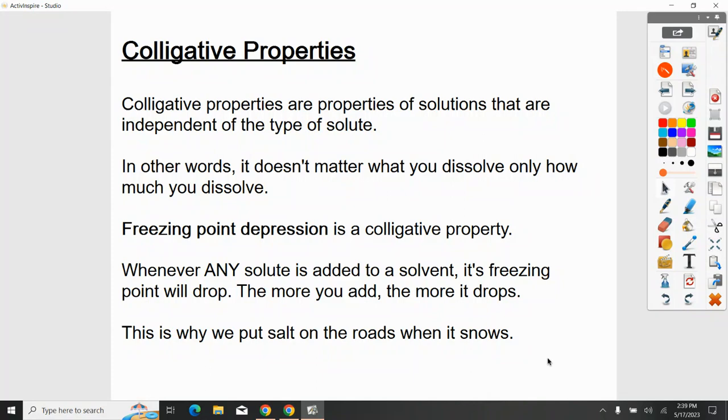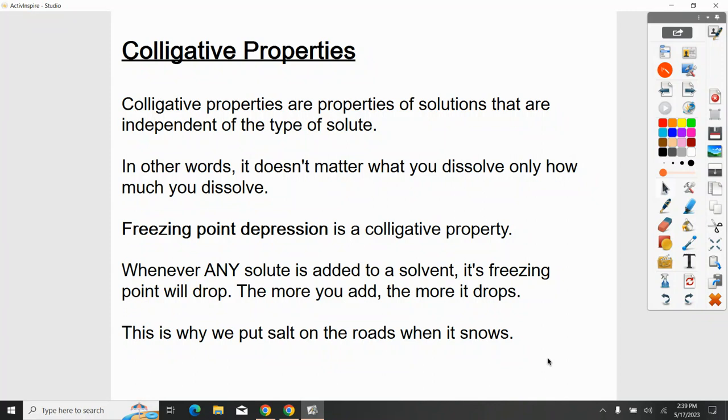And the only thing that would affect how extreme these colligative properties are is how much of those solutes you add. There are four we're going to look at: freezing point depression, boiling point elevation, the increase in osmotic pressure, and decrease in vapor pressure. Of those four, we're going to learn a little math with two of them. We're going to learn how to calculate the freezing point depression and the boiling point elevation. We'll start with freezing point depression.